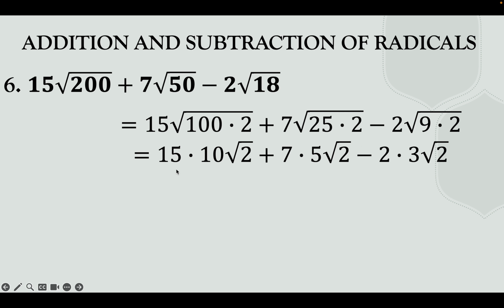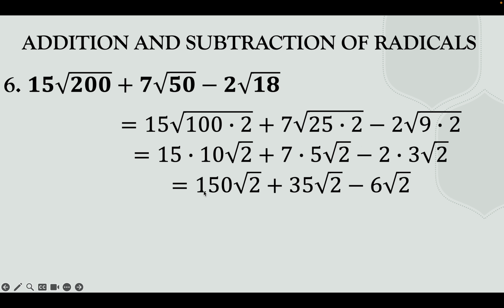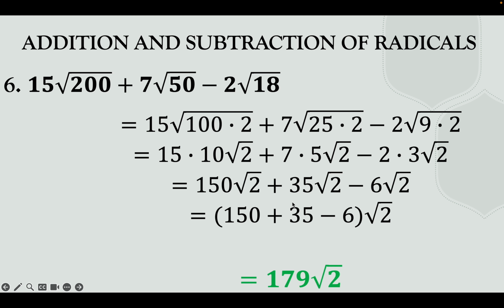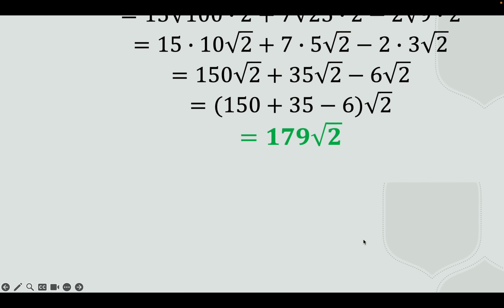So simplify first the whole numbers. So we have 15 times 10, we have 150 square root of 2, plus 7 times 5, we have 35 square root of 2, minus 2 times 3, we have 6 square root of 2. So operate this one, 150 plus 35, 185 minus 6, we have 179 square root of 2. That is your final answer.